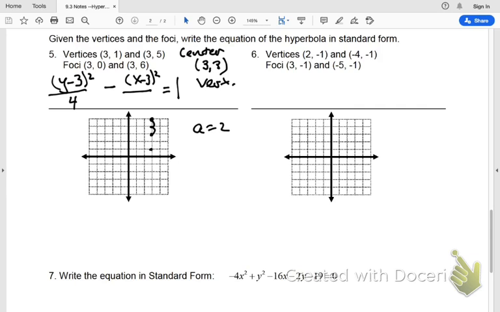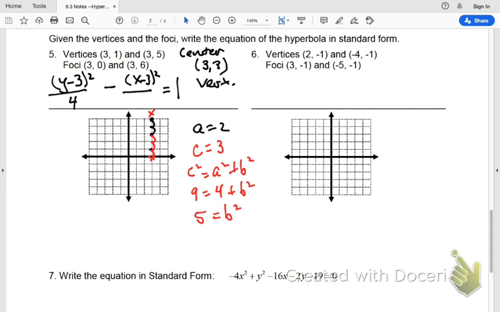Okay, then we've got to figure out our foci. Our foci are at 3, 0, so right here, and up here at 3, 6. And remember, your foci are c units away from the center, so that's 1, 2, 3 units away. So that tells me c equals 3. And we can do c squared equals a squared plus b squared to determine b. So we'll do 9 equals 4 plus b squared. So b squared equals 5.